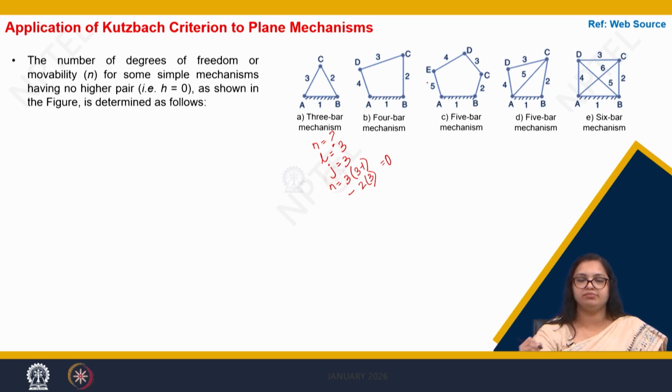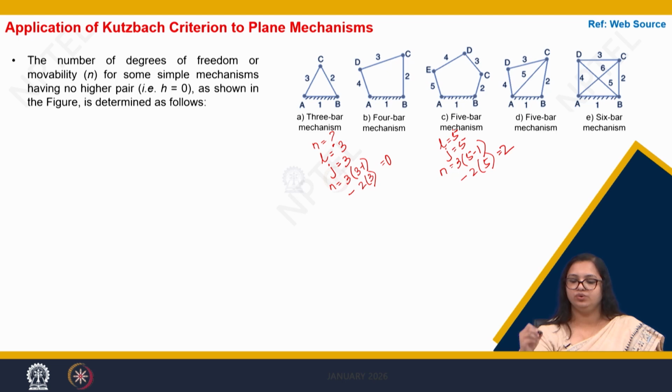Now for the 4-bar mechanism, we have already done it in the previous slide. Let us come to the 5-bar mechanism. So here our l is 5, j is also 5. So our n is 3 into 5 minus 1 minus 2 into 5, which is equal to 2. So our degrees of freedom for a 5-bar mechanism in such a setup is 2.